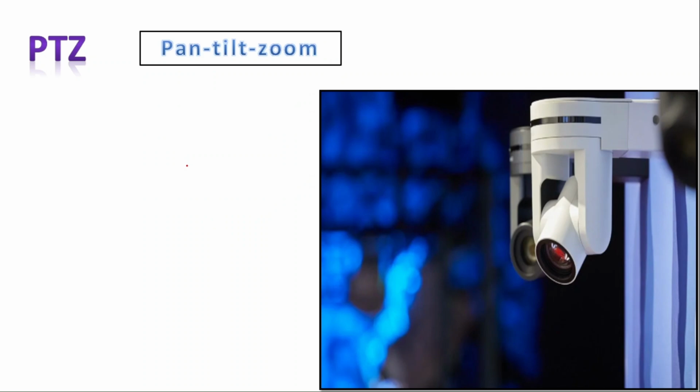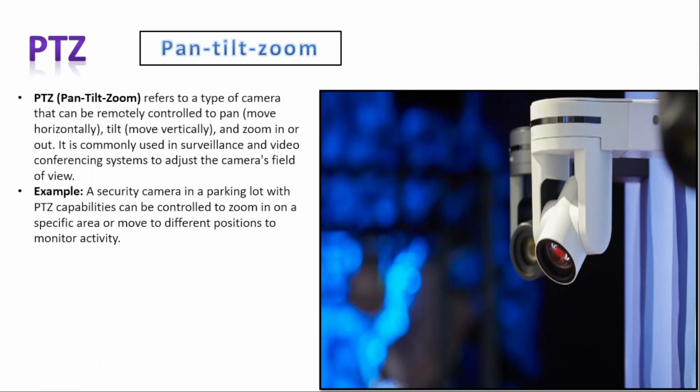PTZ, that is pan, tilt, zoom. So PTZ, pan, tilt, zoom, refers to a type of camera that can be remotely controlled to pan, that is move horizontally, tilt, that is move vertically, and zoom in or out. It is commonly used in surveillance and video conferencing systems to adjust the camera's field of view. Example: a security camera in a parking lot with PTZ capabilities can be controlled to zoom in on a specific area or move to different positions to monitor activity.